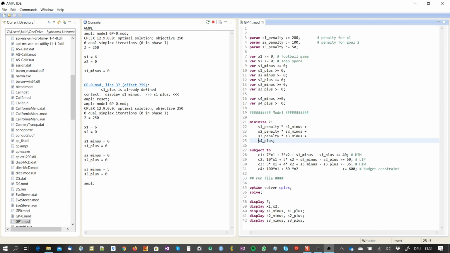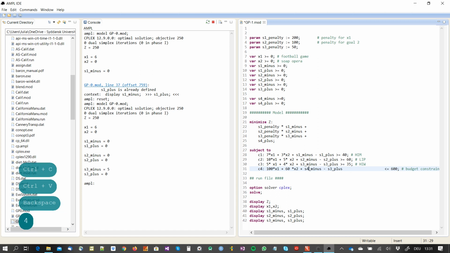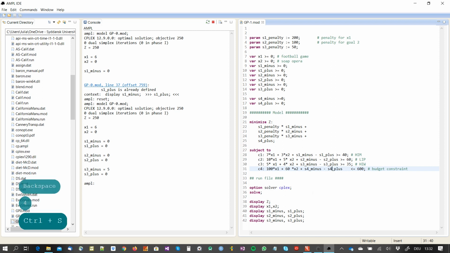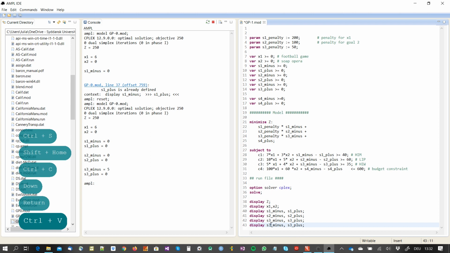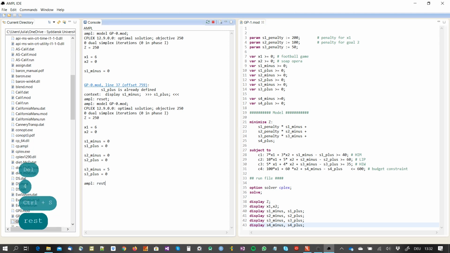Next thing is we'll need to look at our constraints. So now we have a modification in the C4, our budget constraint, where we introduce now the deviational variables. We need some space. So we introduce S4 minus and S4 plus. And the rest stays the same. Well, not exactly, because I want also to have the display now for the S4 minus and S4 plus. So we add that also to our display function. And that should be all with respect to the modification.